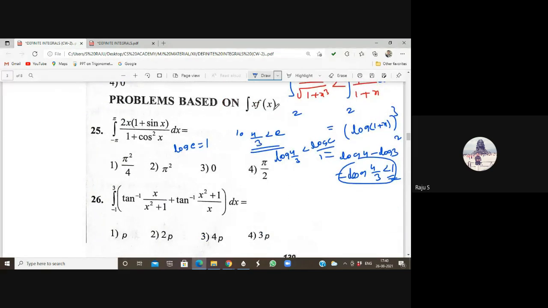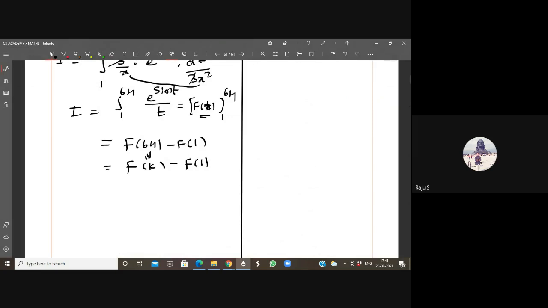Now a problem based on the UV rule, a problem based on x into f of x. In this case also we are going to apply the integral from a to b of f of x dx. Okay, the 25th one. I'm going to open it as new.